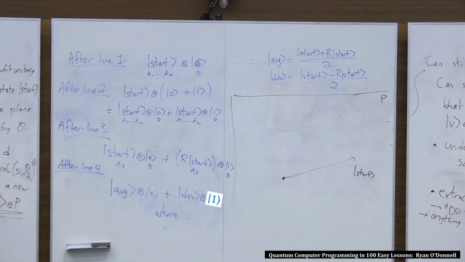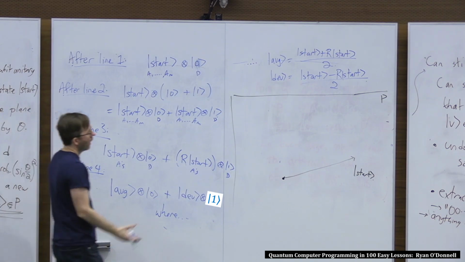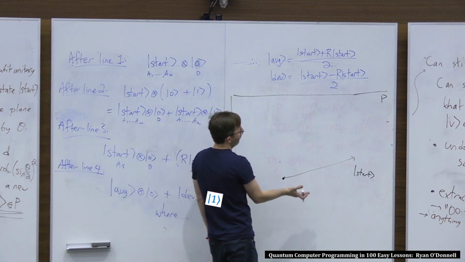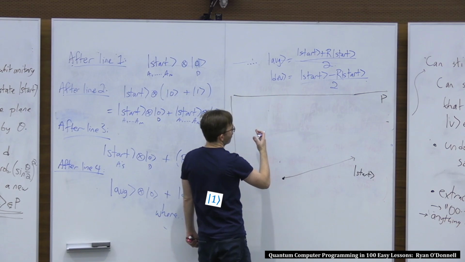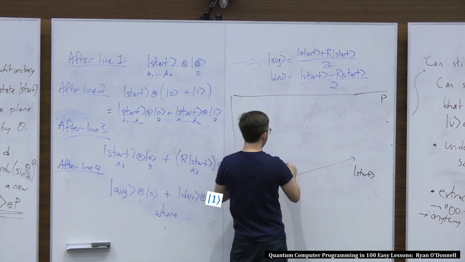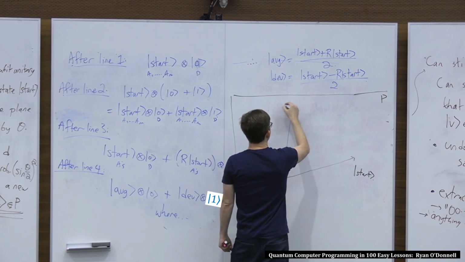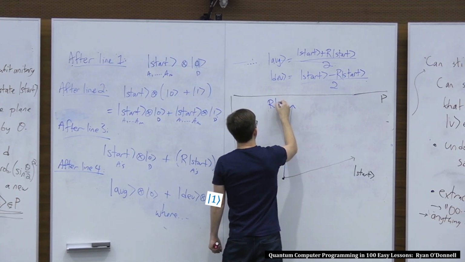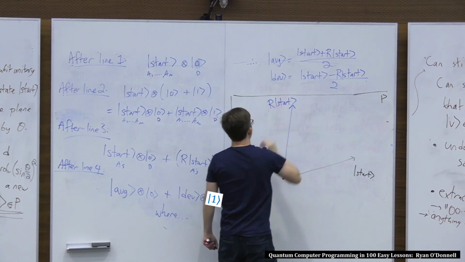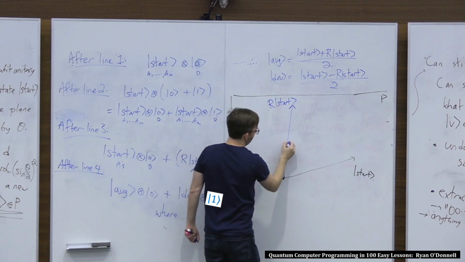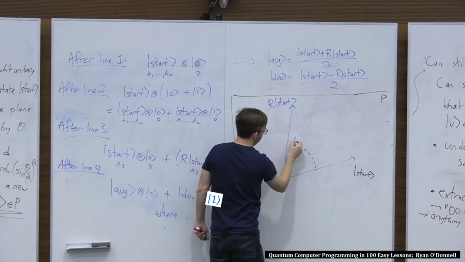Okay? And let's also depict R applied to start. By definition, R applied to start rotates start by angle theta within this plane. So we get another unit vector, R applied to start, also in this plane. And this angle is theta.